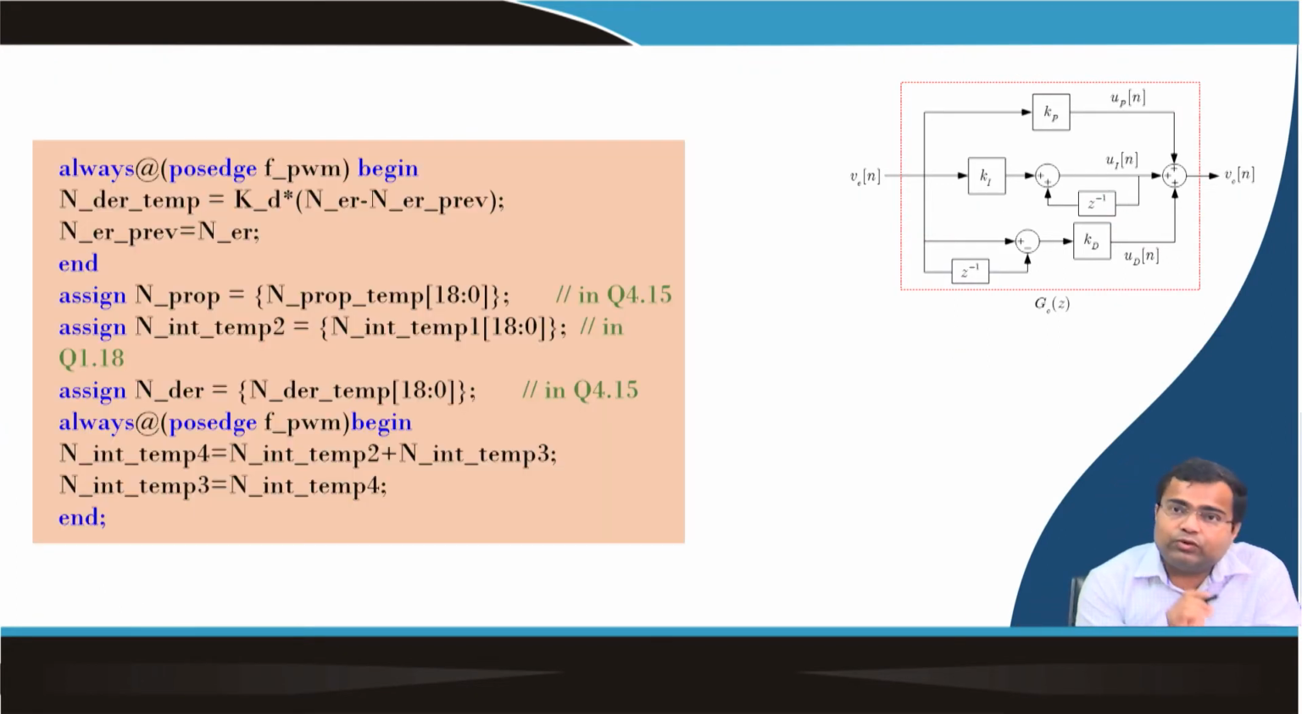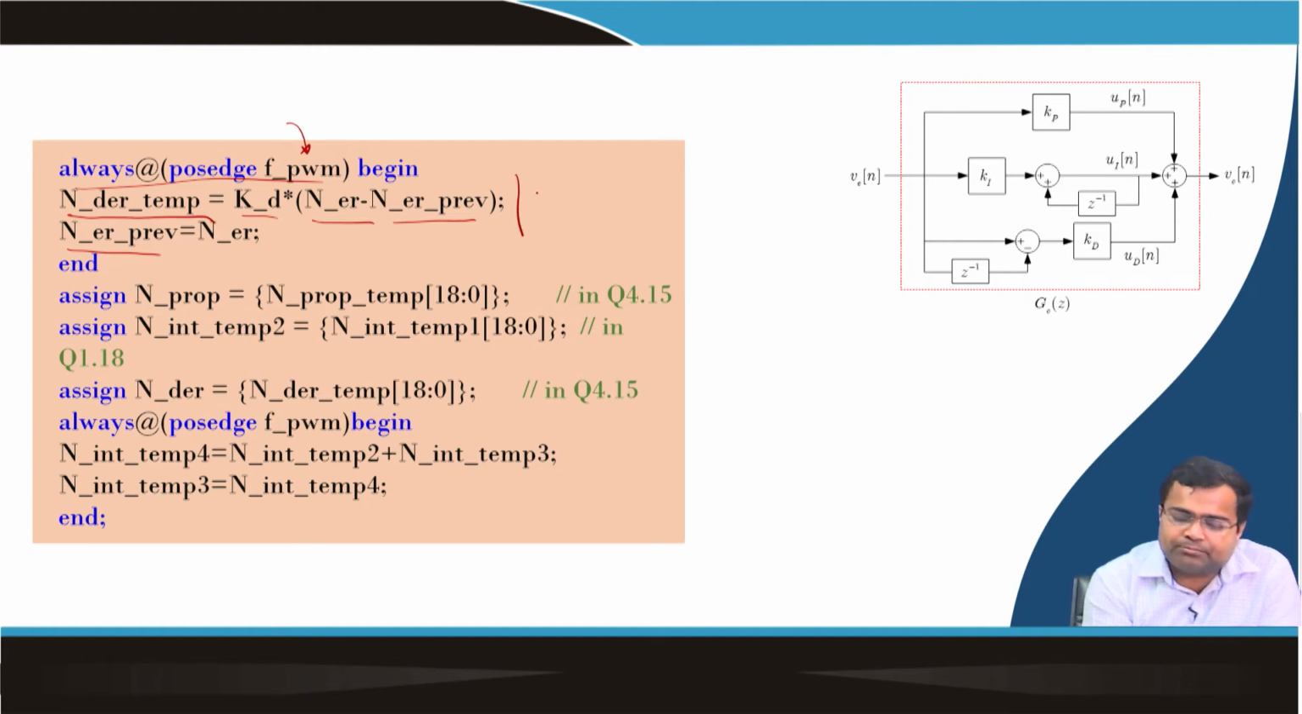Next, we are computing the derivative action, because we have to create a previous value, and that is happening with respect to the switching frequency clock. All this previous update will happen with respect to the switching frequency clock, because the output data are captured with respect to the switching frequency clock. So, with that clock we are calculating error, and we are calculating the previous error with that clock only. So, that is why the always block is there. So, always derivative temp, which is Kd into NER minus NER previous. What is NER previous? After.